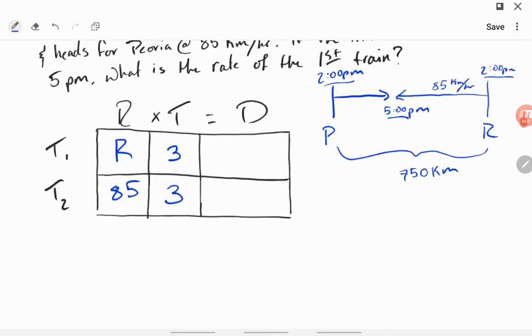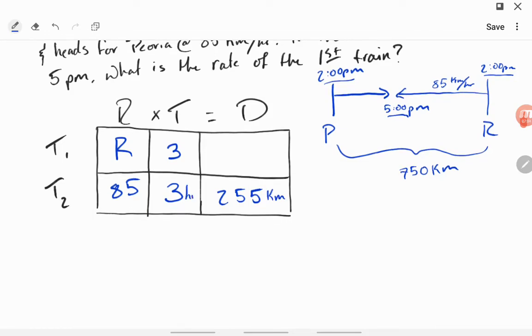How far has train 2 been traveling, guys? Well, to answer that, all we need to know is that rate times time is equal to distance, right? That's 85 times 3, which is just 255. We know everything about train 2. We know how fast it was going, how long it traveled, so therefore we know the distance it traveled. 255 kilometers. It was traveling for 3 hours. It was moving at 85 kilometers per hour. Just a thing of beauty.